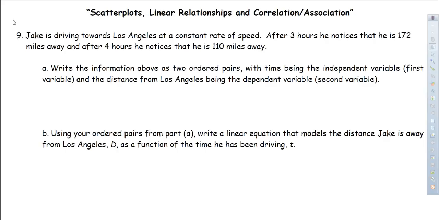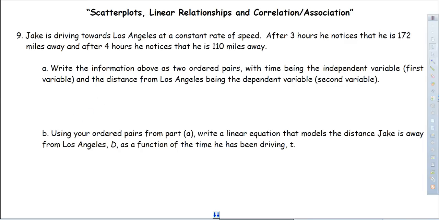Hi everyone, let's continue. We're going to continue looking at scatter plots, linear relationships, and correlation or associations. Suppose Jake is driving towards Los Angeles at a constant rate of speed. After 3 hours, he notices that he is 172 miles away, and after 4 hours, he notices that he is 110 miles away. Part A asks you to write the information above as two ordered pairs, with time being the independent variable or first variable, and the distance from Los Angeles being the dependent variable or second variable.